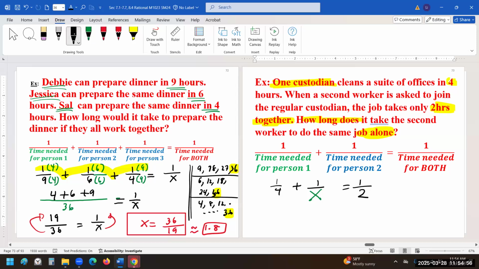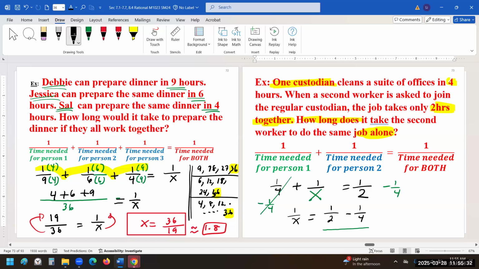Now, first thing you can do: we want x to be alone. So keep your 1 over x alone and subtract this one so that you get numbers alone on one side and the variable alone on one side. So you subtract 1 over 4 from both sides. You don't have to do that, but if you do, then you have your x alone and numbers alone. So 1 over x is 1 over 2 minus 1 over 4.